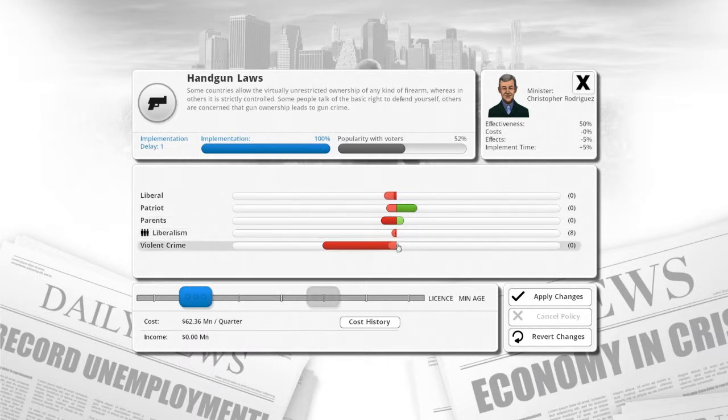When there's a license and minimum age, violent crime goes down a little bit. When you start getting into really heavy restrictions, strict controls, look how high violent crime goes. It actually goes up. And then you go to a total ban and look how much it goes up. Goes up by 47%. And liberalism goes down. Parents like you more, patriots don't like you, and liberals don't like you. So I'm going to say no limit, violent crime goes down, patriots like you more, I think liberals dislike you less. And parents don't like you quite as much.